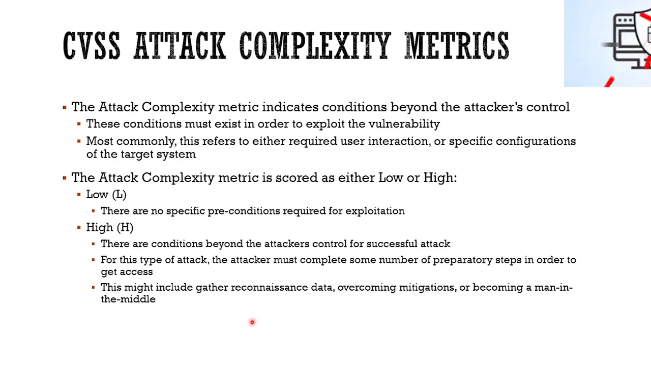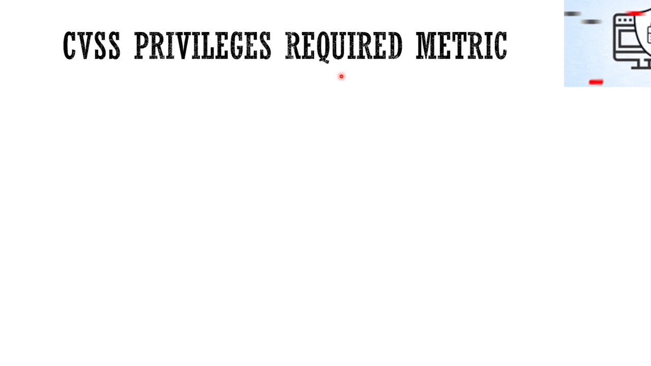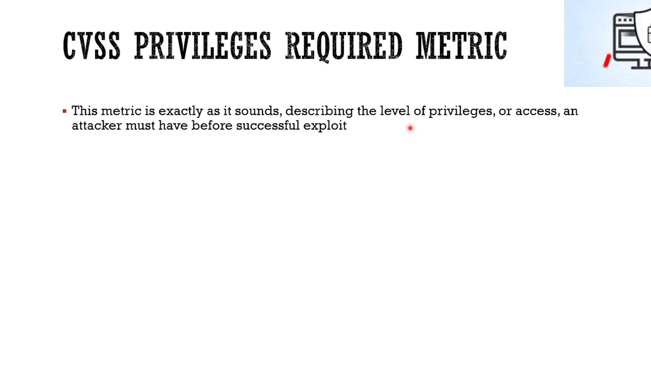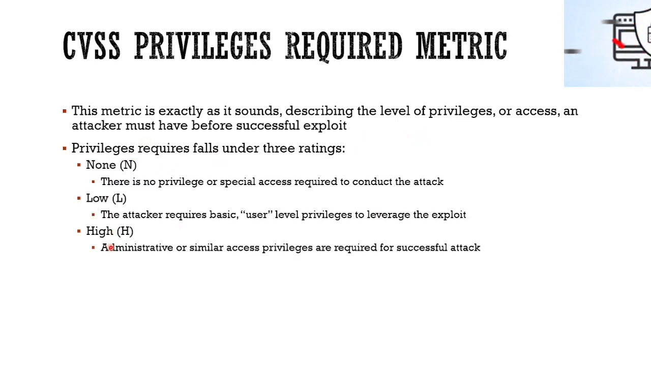Then we have, what are the privileges required for this attack to be successful? So, in order to exploit and have it work, you have to have some kind of privilege rating. None: you don't have to have any special privilege or special access for this attack to work. Like denial of service would fall under none. Or low: you just have to have a basic user level privilege. You don't need an admin privilege to pull this off. Or high: you need to be an administrator or something similar for the attack to be successful. And you can go and look at this and other websites to see more about these CVSS metrics.